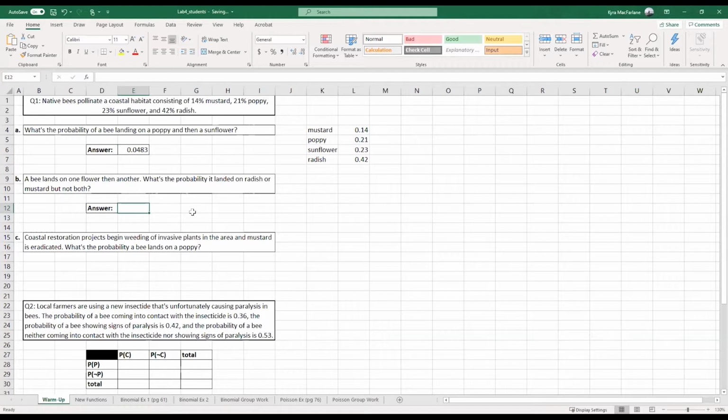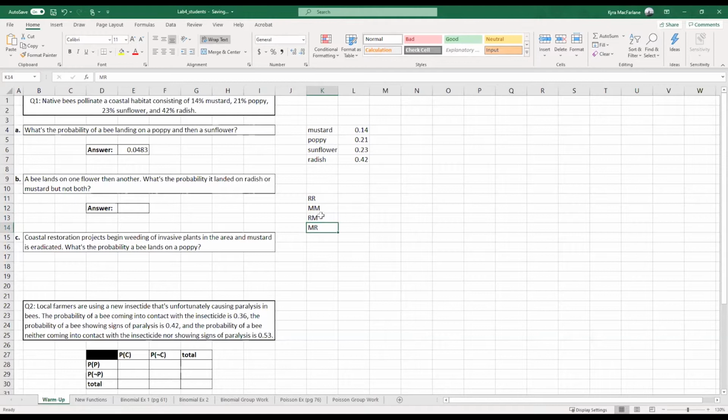So this one's actually a little bit trickier, because if we think about it, we have two trials, and in those two trials, a couple of things can happen. You could land on a radish twice. You could land on a mustard twice. You can land on a radish and then a mustard, or a mustard and then a radish. So the probability we're looking for is these two: either it landed on a radish two times or it landed on a mustard two times, but it did not land on a mix of the two.